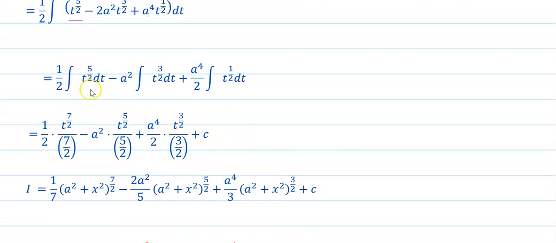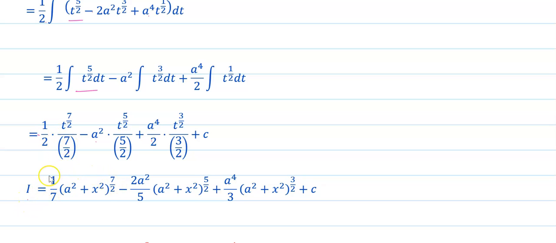Now the integral of t raised to 5 by 2 means what? t raised to 5 by 2 plus 1, that is 7 by 2, upon 7 by 2, minus a square, t raised to 3 by 2 plus 1 means what? t raised to 5 by 2 upon 5 by 2, plus a raised to 4 upon 2 into t raised to 1 upon 2 plus 1 means what? t raised to 3 by 2 upon 3 by 2, plus c. Okay, now these two will get cancelled. Again, these two will get cancelled. And then it's multiplied by the reciprocal.